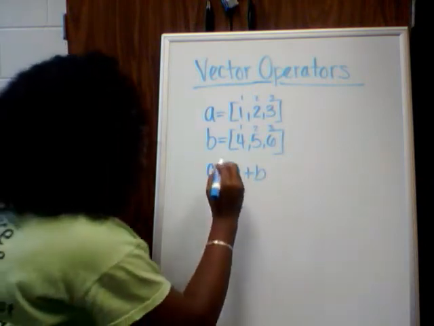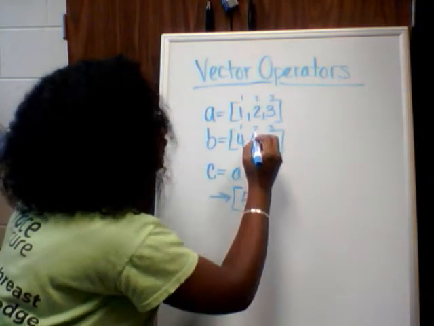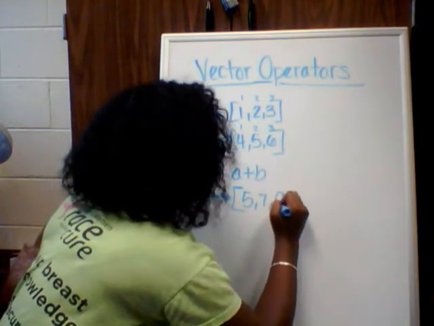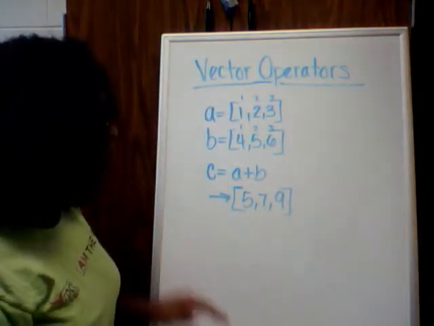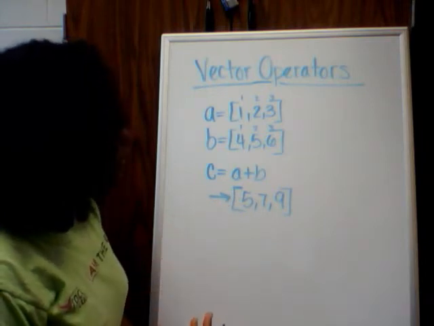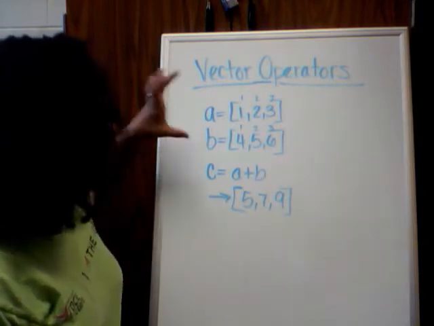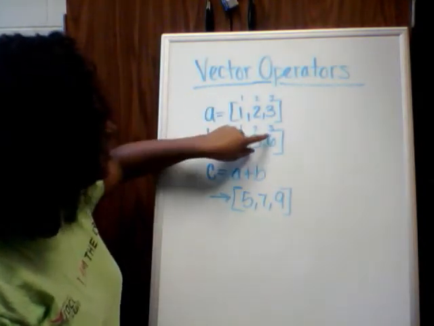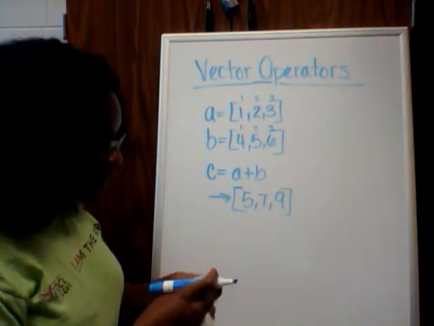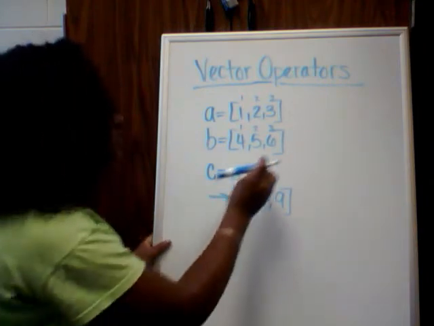So C would equal 4 plus 1, which is 5, 5 plus 2, which is 7, and 6 plus 3, which is 9. Simple enough. It just goes element by element inside each vector, so there really isn't a lot of complication. The biggest thing is to make sure that your vectors have the same number of indexes. But you can also add and subtract a single value, which is known as a scalar.